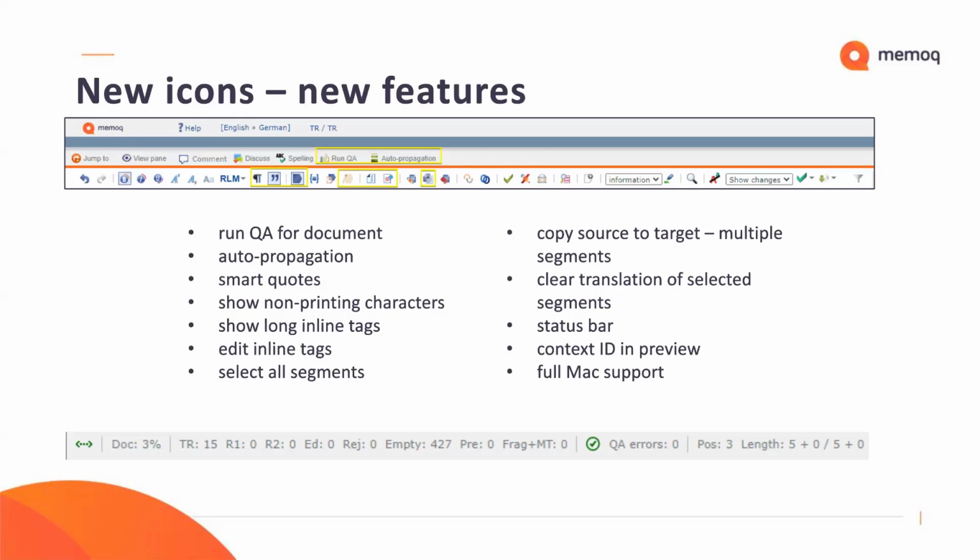One feature that a lot of our WebTrans users asked for was auto-propagation, so that if you type in a translation for a specific source text and the same thing comes up further down in the document, WebTrans will automatically populate that. And even better, by clicking the auto-propagation option, you can tell WebTrans which direction to use auto-propagation, just like in the client.